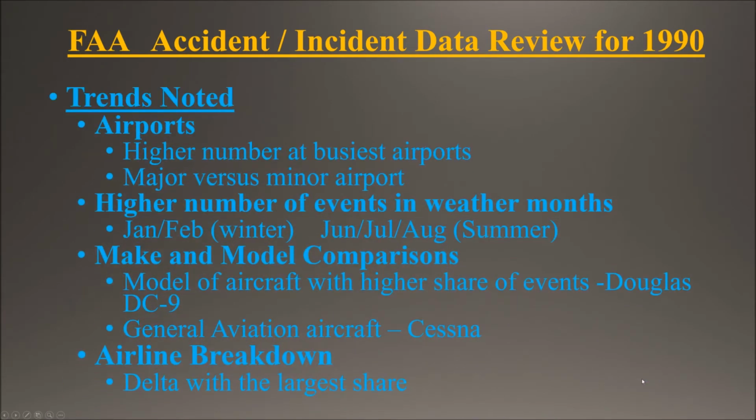So what are some of the trends noted for 1990? First of all, the busier airports had more mishaps, which makes sense. There's also an interesting difference between the major and minor airports and the events that occurred there. We saw more incidents and accidents in the winter and summertime months. The Douglas DC-9 had the most mishaps of all aircraft, and the general aviation aircraft was dominated by Cessna for most of the mishaps there. When looking at the airline breakdown, Delta Airlines had the largest share of mishaps in 1990 and was followed closely by other airlines.